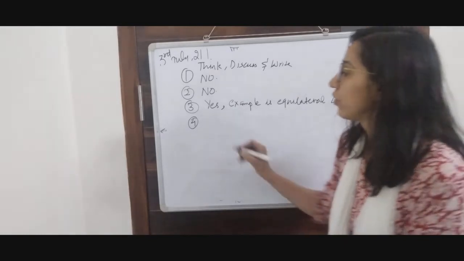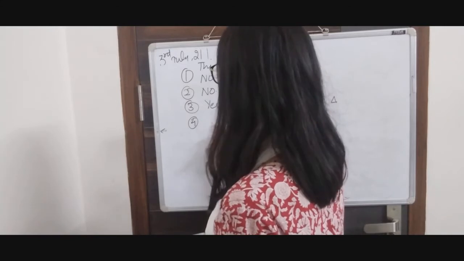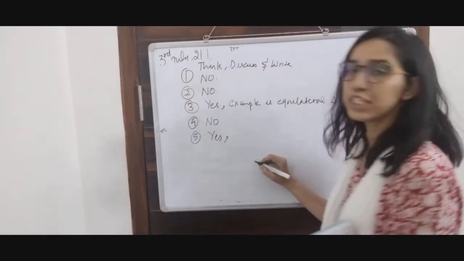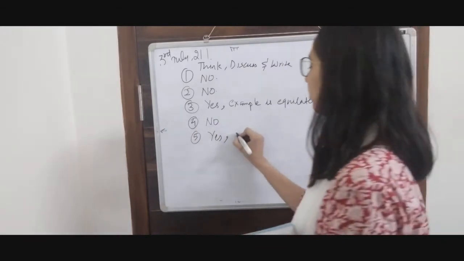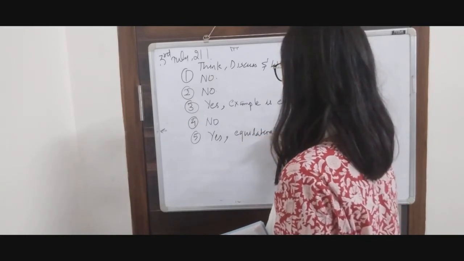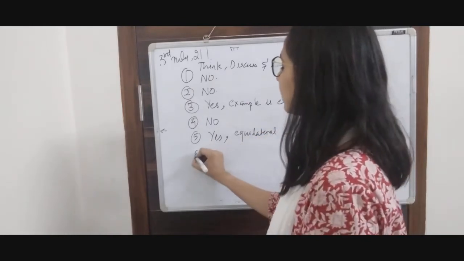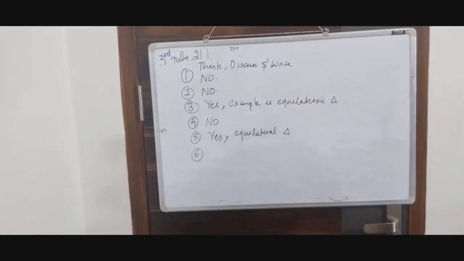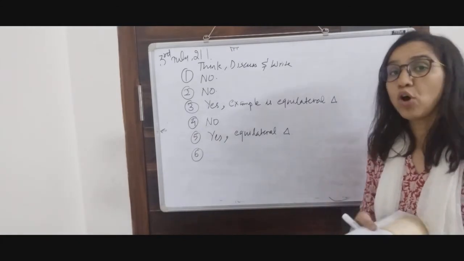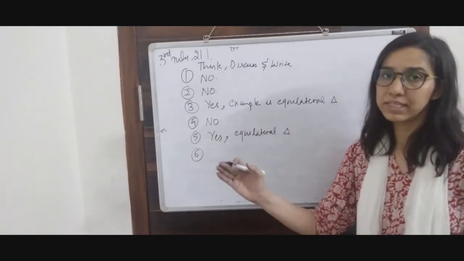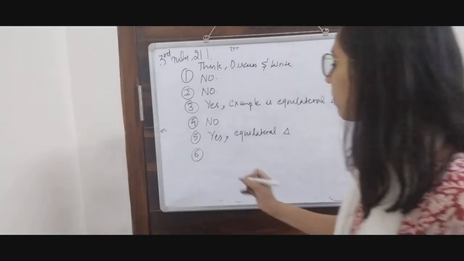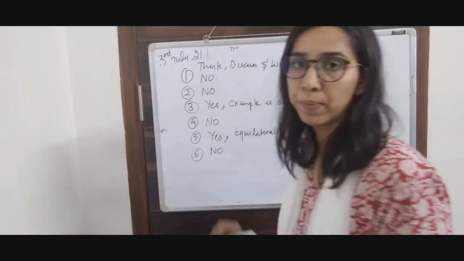Similarly, can you have a triangle with three angles equal to 60? Yes, we can have. So the fourth one's answer is no, and the fifth one is yes. Again the example is an equilateral triangle. Sixth one: can you have a triangle with all the angles less than 60 degrees? The answer is no, because if all angles are less than 60, then the sum is going to be less than 180, and that is not allowed. So the answer is no.